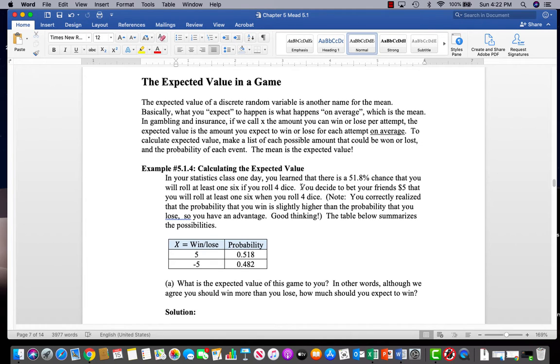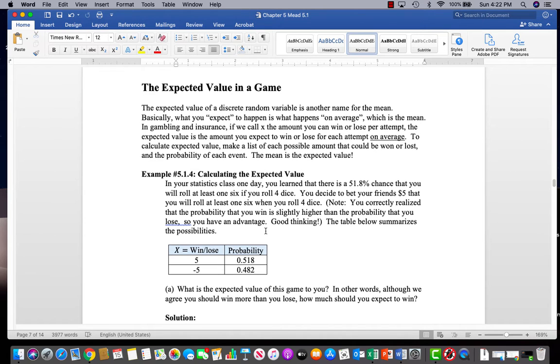So you're going to bet your friends $5 that you will roll at least 1 six when you roll 4 dice. Seems like you're going to make this bet and you're probably going to win some money because you correctly realized that the probability that you win is slightly higher than the probability that you will lose. So you have an advantage. That's good thinking, as I said there.